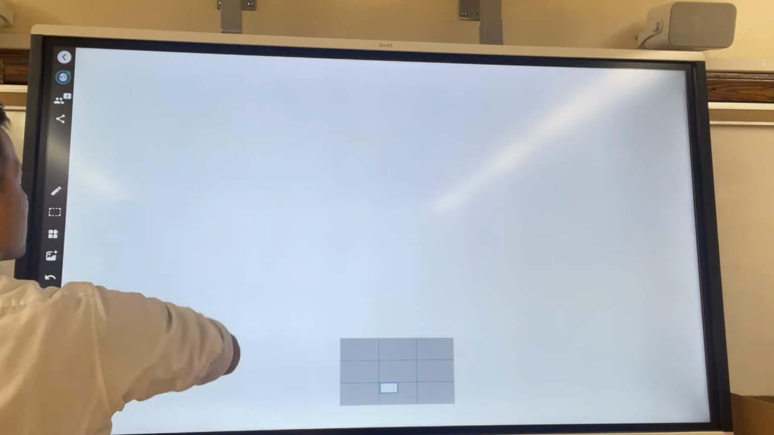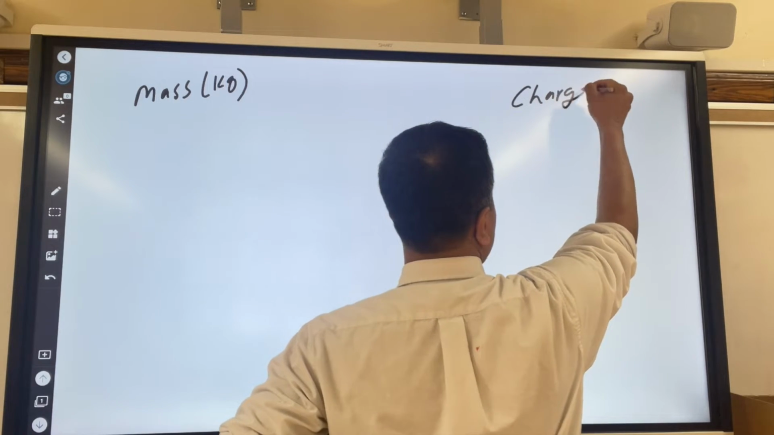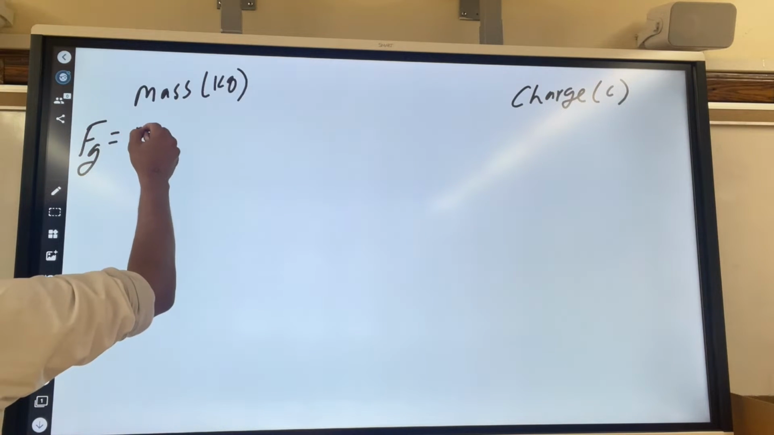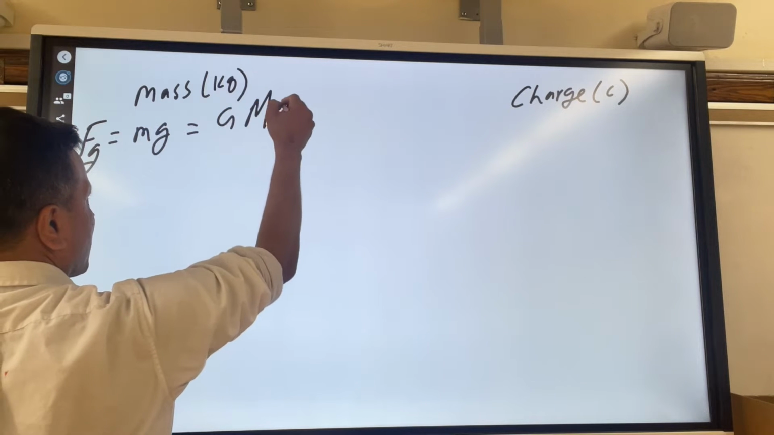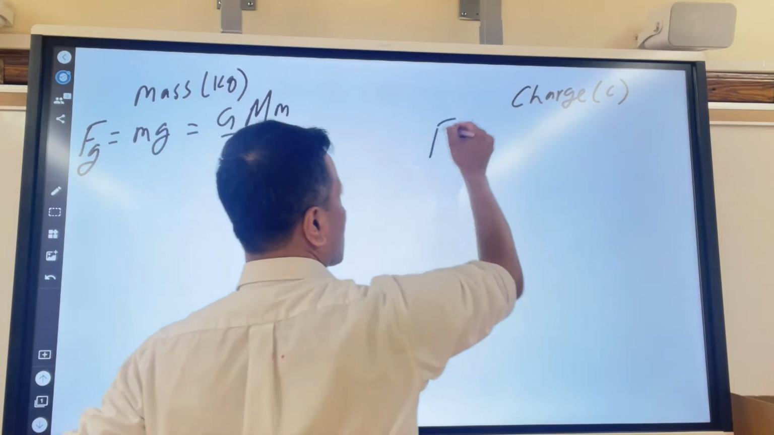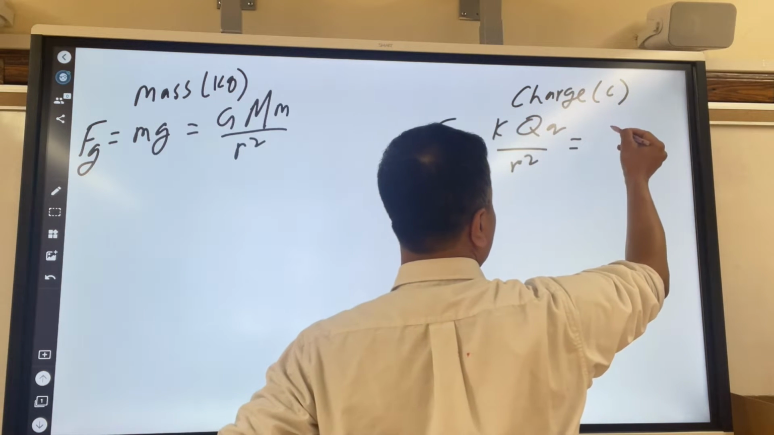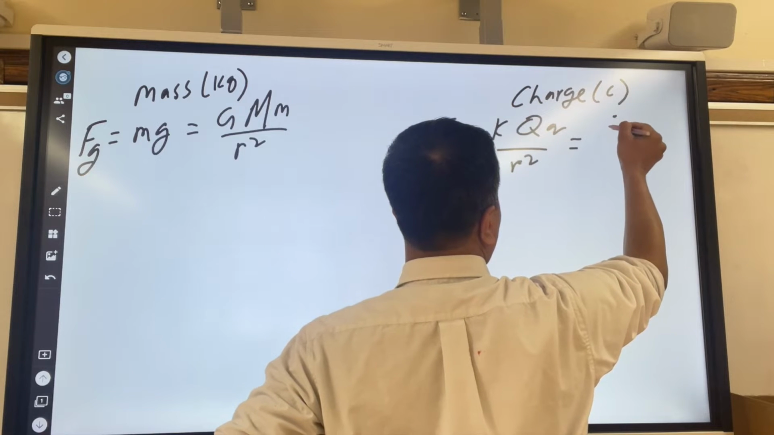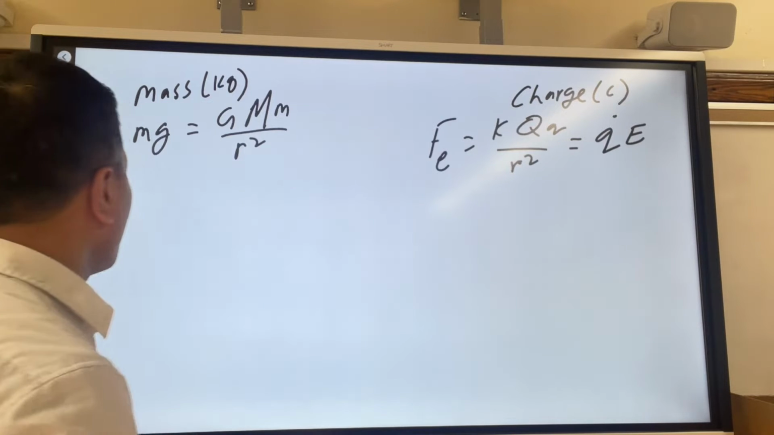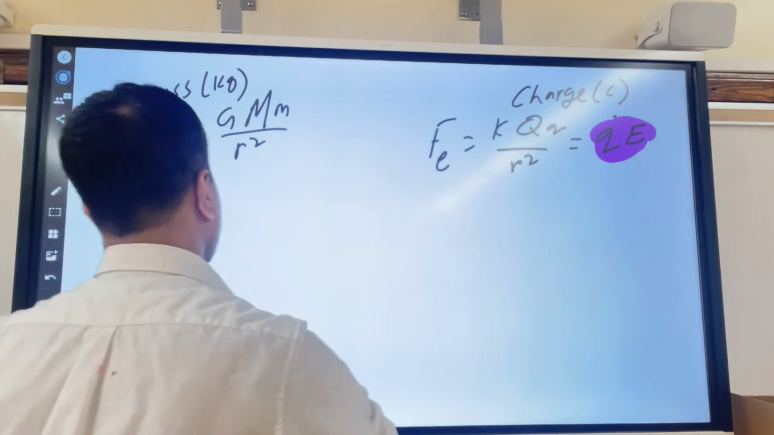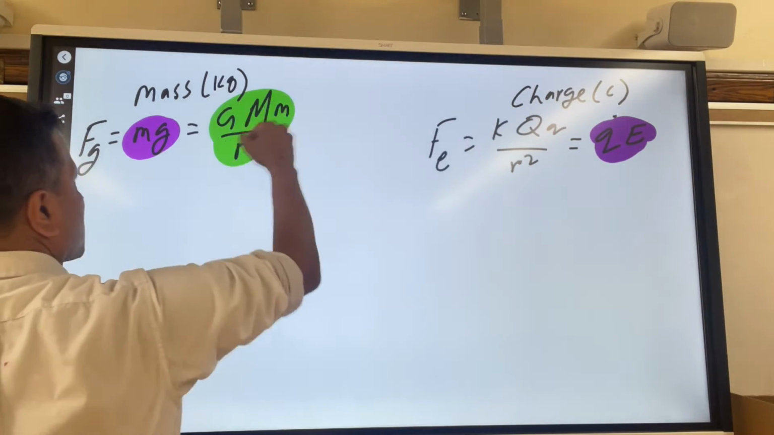So this is mass, right? Mass as a unit is kilogram, and charge as a unit is coulomb. For mass there is Newton's universal law of gravity, and Newton's second law, mg, and the universal law of gravity is big M small m over r squared. And this is Coulomb's law, k big Q small q over r squared, and F is equal to qE, right? Okay, so this one is similar to this one, and this one is similar to this one.